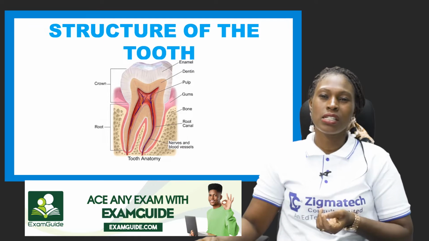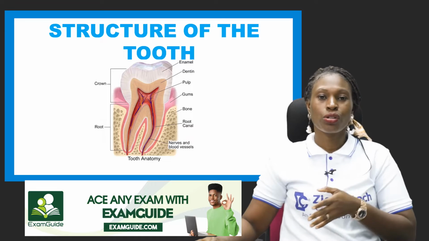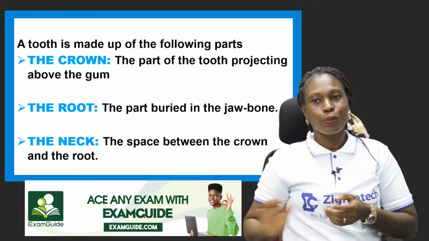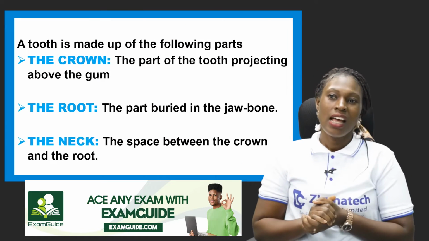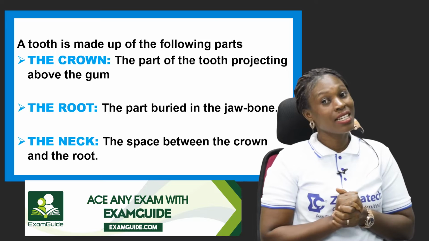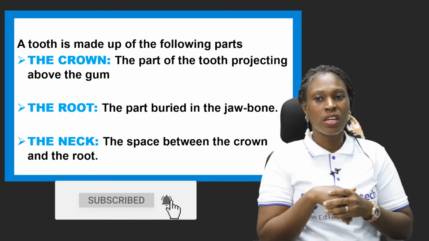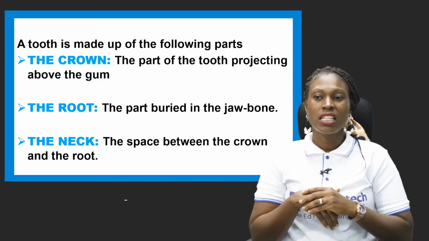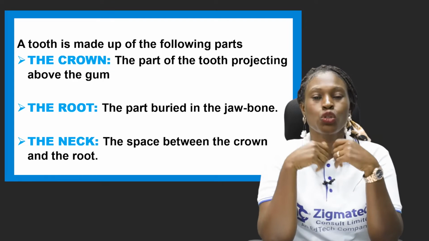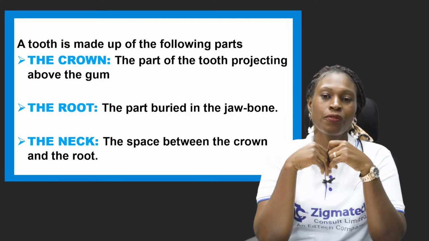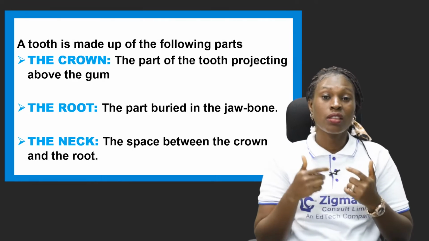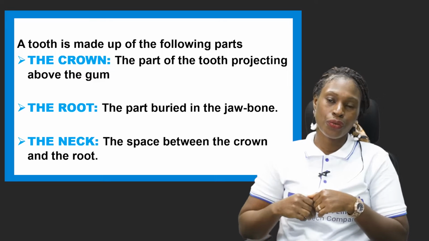Now, let's look at some of the parts of the structure broken down. The crown: this part of the tooth projects just above the gum. That's where the crown is. Then the root: this part is buried in the jaw bone. Then the neck is the space between the crown and the root.